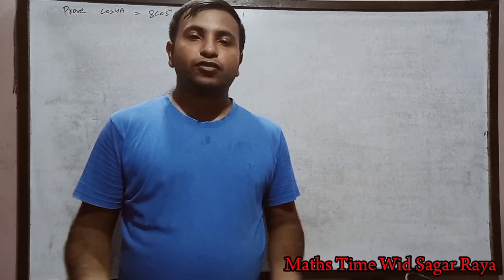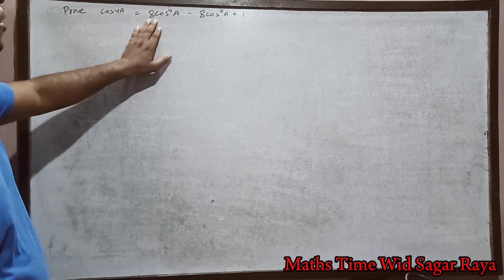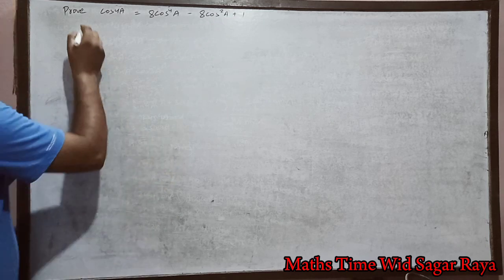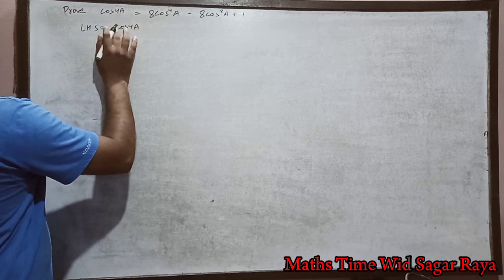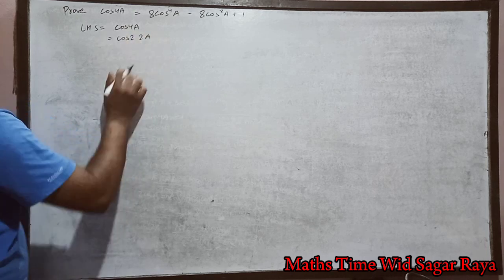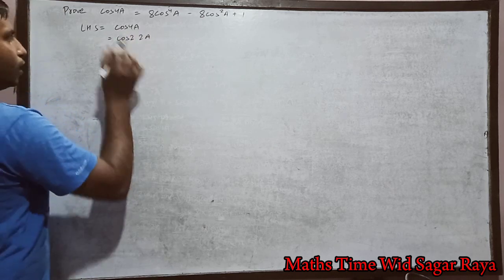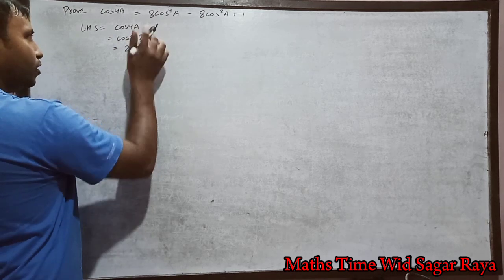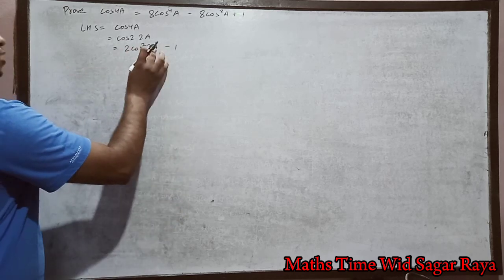Now let's go to our next question. Our question is prove cos 4a equals 8 cos power 4 a minus 8 cos square a plus 1. This question also will start with LHS. So LHS we have cos 4a. Now let's break this cos 4a into cos 2 into 2a, so 2 into 2 is 4. Now what is the formula for cos 2 theta? Cos 2 theta means 2 cos square theta minus 1.